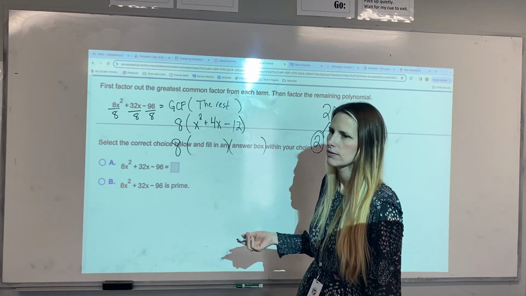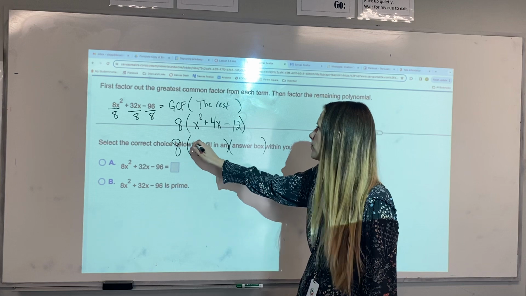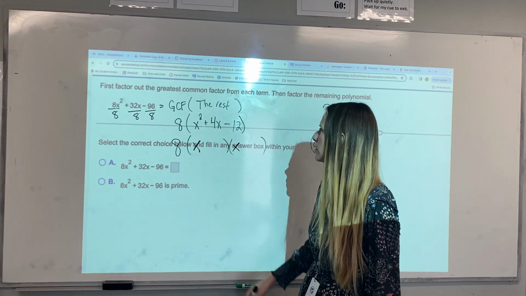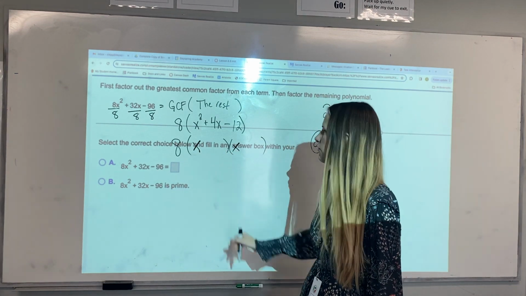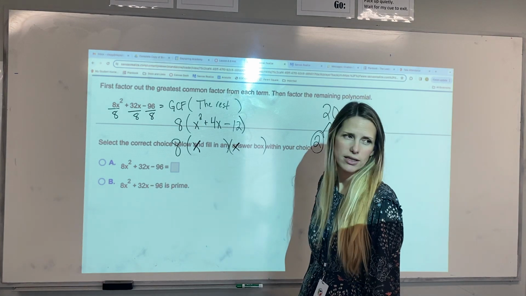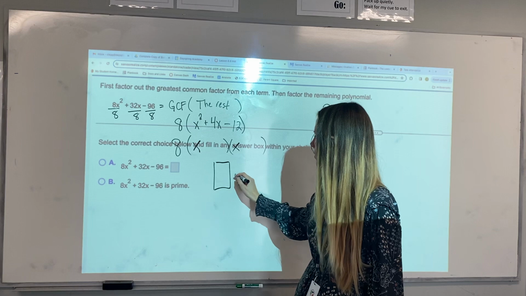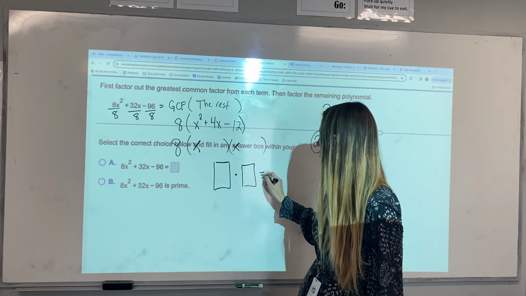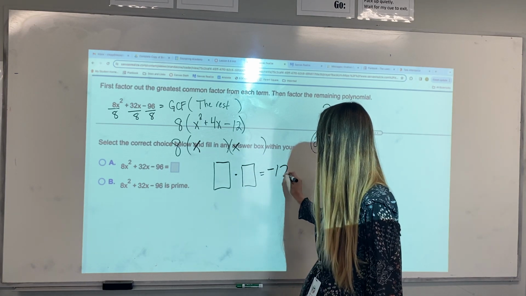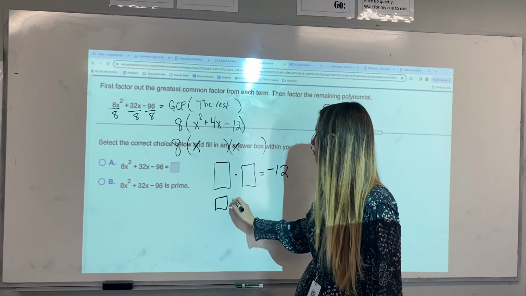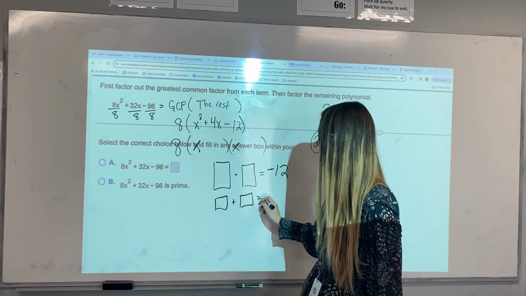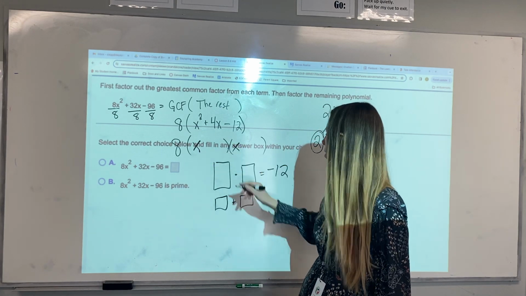What's the easy part? Yep, your x times x. And then how do we find the other numbers here? Boxes. Blank times blank equals negative 12. Blank plus blank equals positive 4.